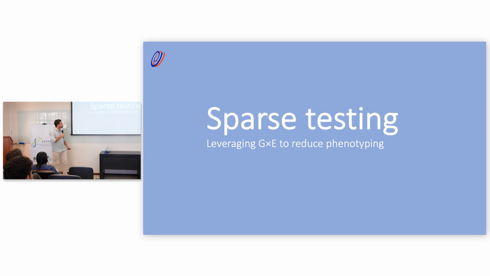Okay, now we are going to see two applications. This is the first. This is not involving omics, just G by E. And the idea here is to leverage G by E to reduce the phenotyping efforts. And it's called a sparse test.